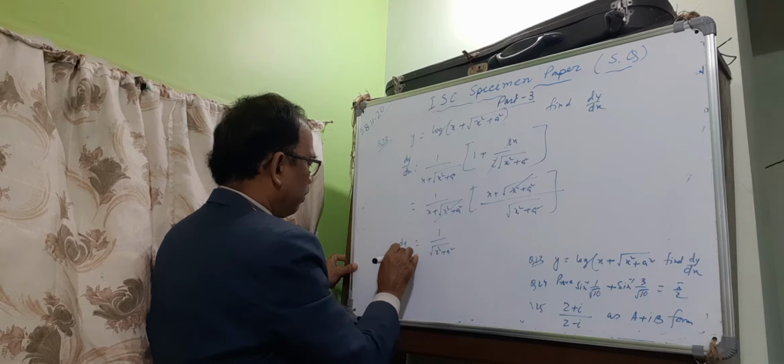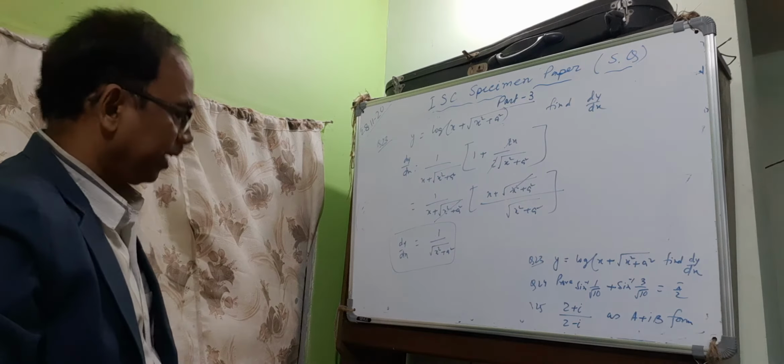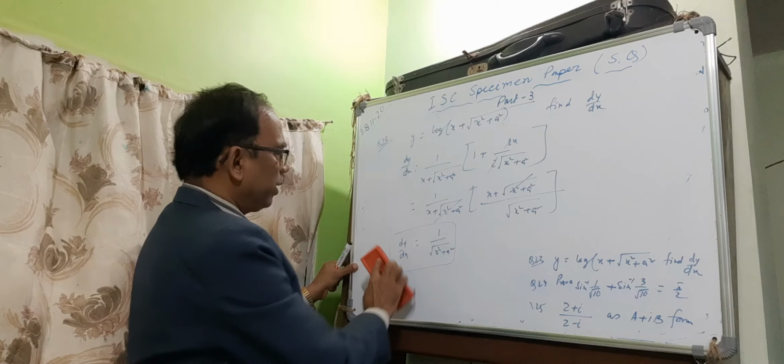That is dy by dx. That is the final answer. That is the derivative of this given expression. Next, sum number 24.